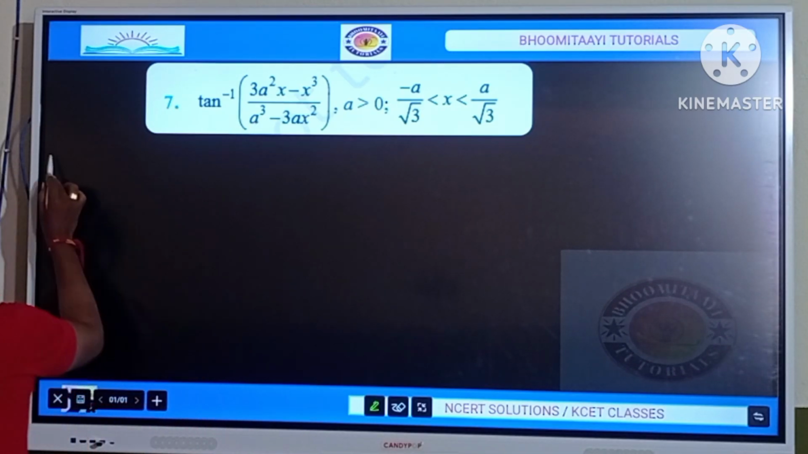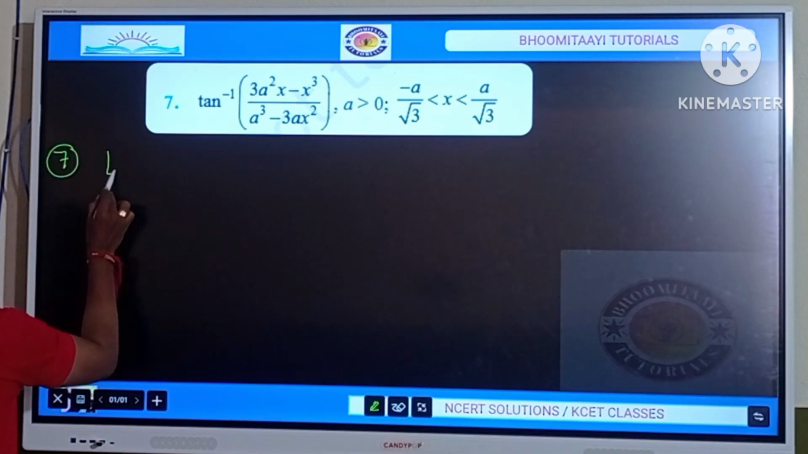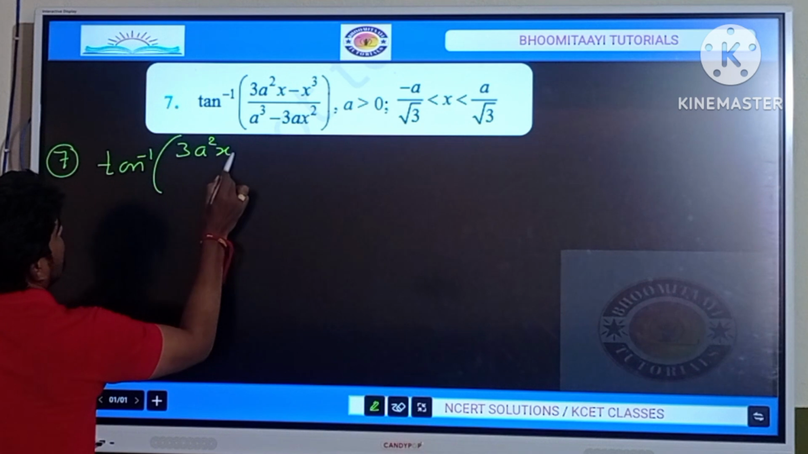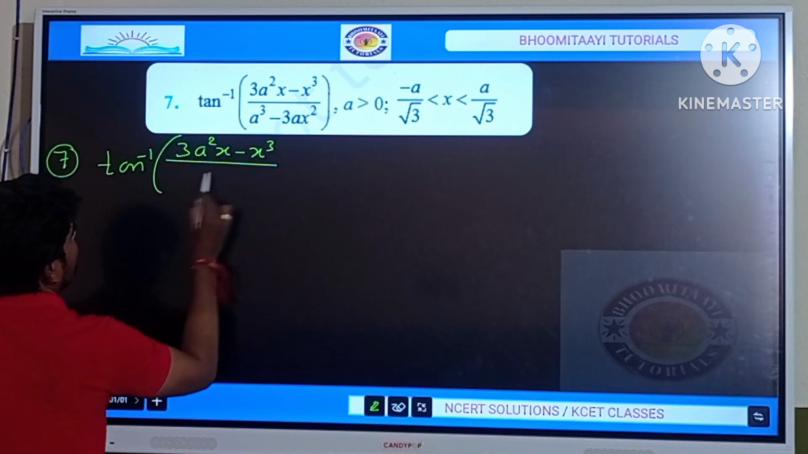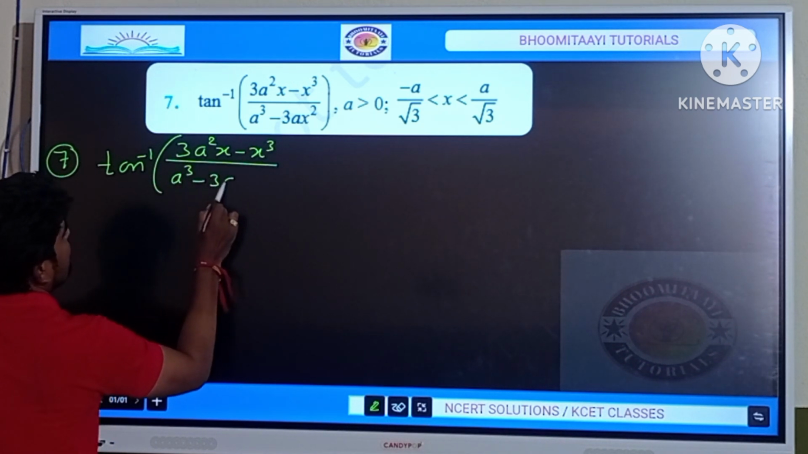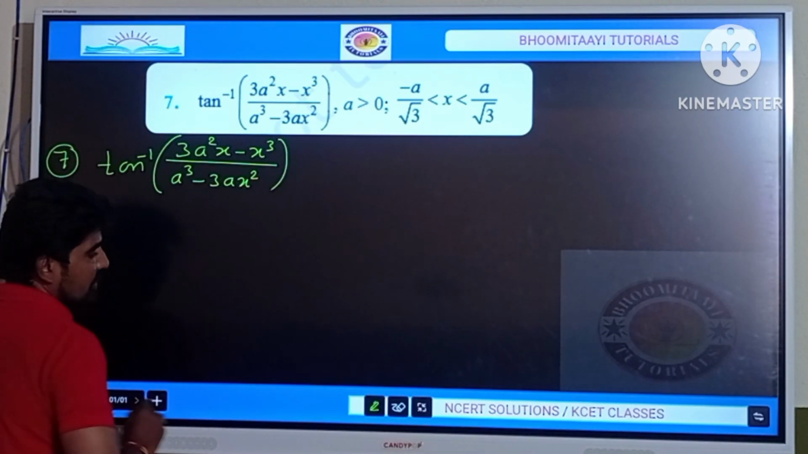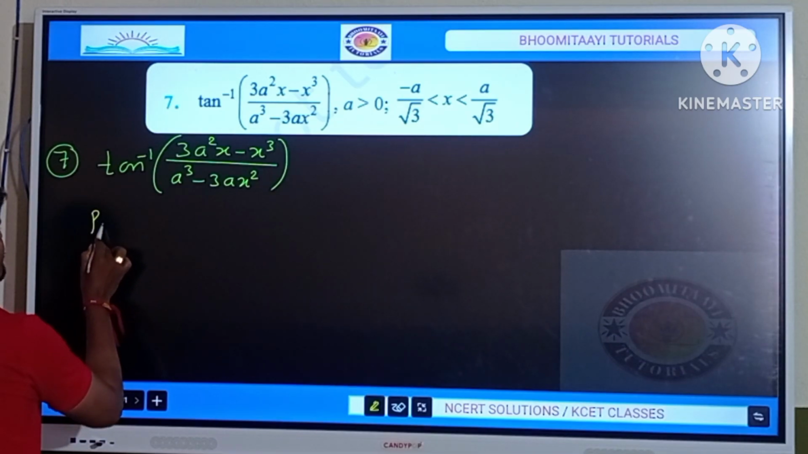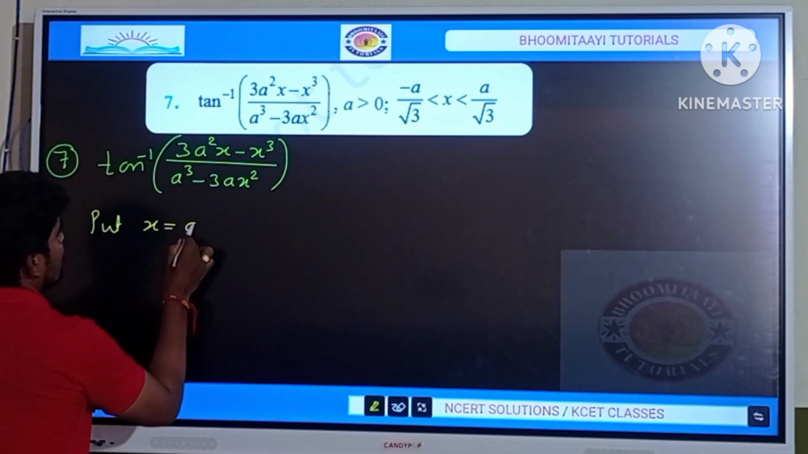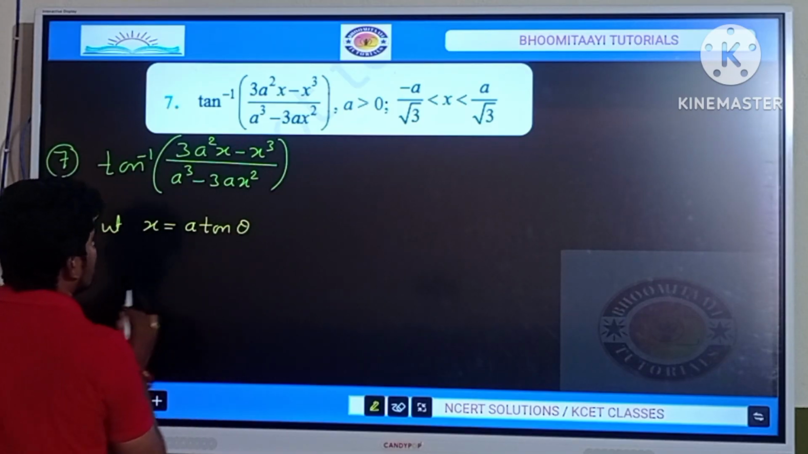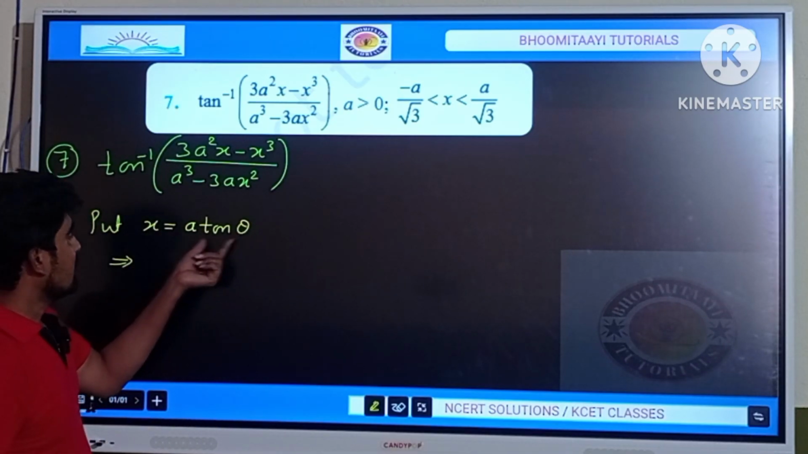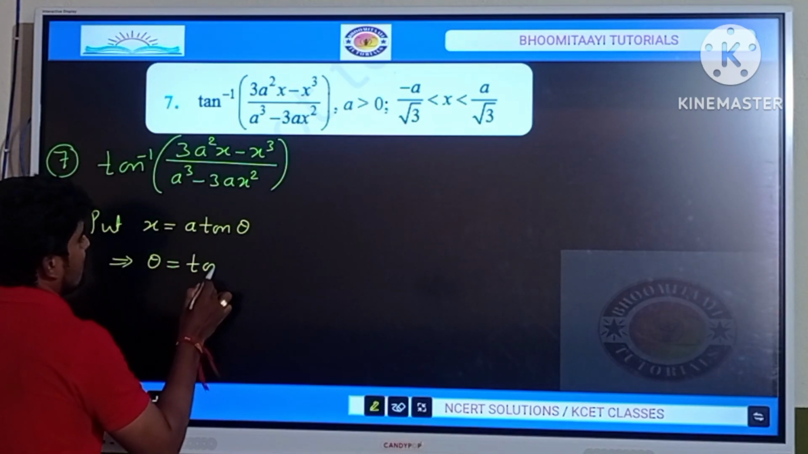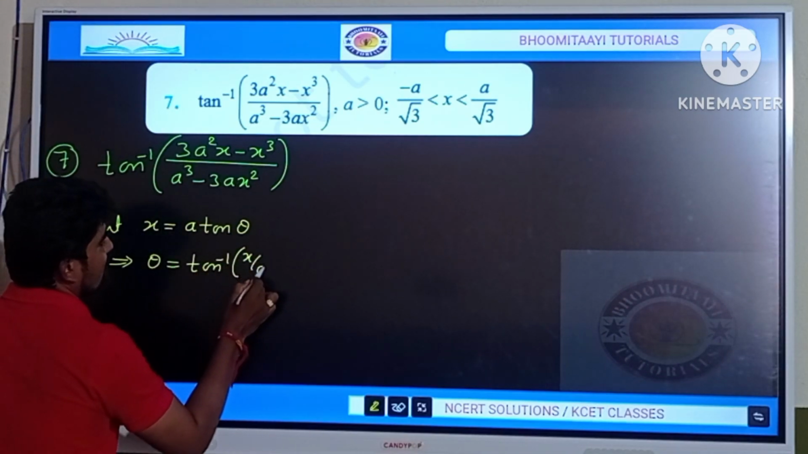Question number 7 is: find the simplest form of the function tan inverse of (3a square x minus x cube) divided by (a cube minus 3ax square). To write the simplest form of this, put x equals a tan theta, which implies tan theta is equal to x divided by a. Therefore theta is equal to tan inverse of x by a.